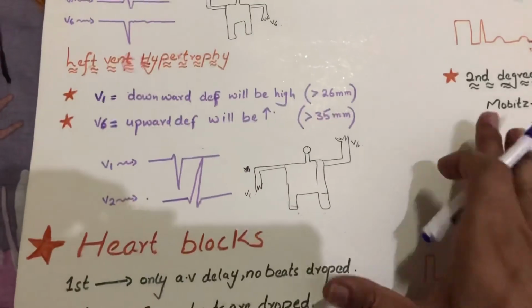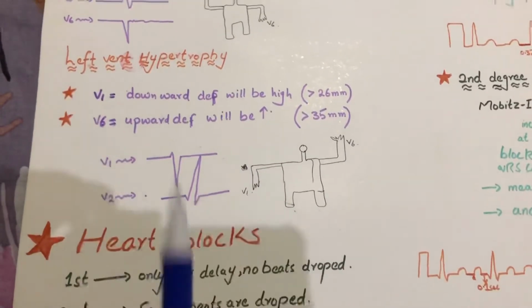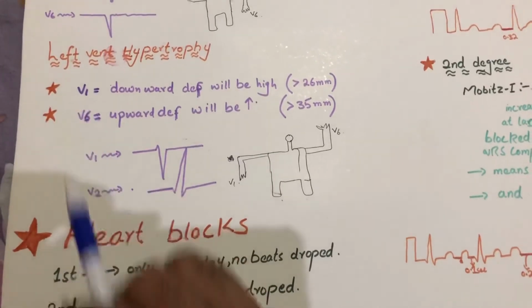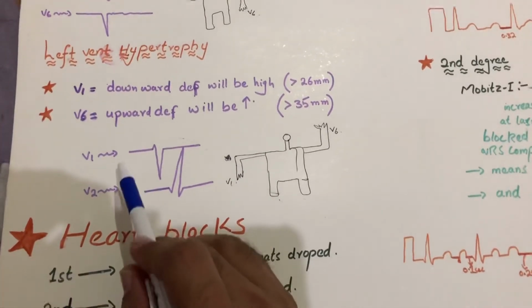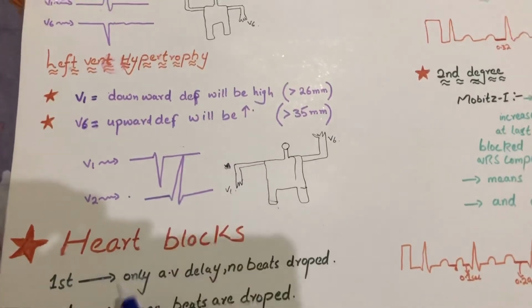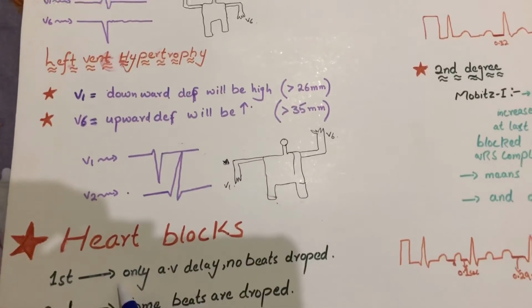Okay, the left ventricular hypertrophy. Look at leads V1 and V6. See, the deflection is the same as in the normal ECG waveform.